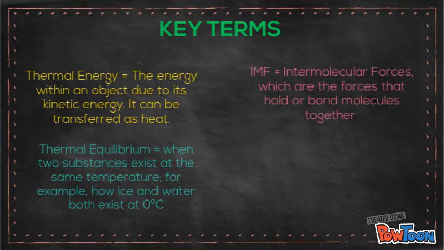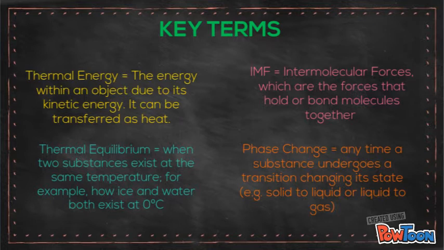Number three is IMFs, or intermolecular forces, which are the forces that hold or bond molecules together. And number four is phase change, which is any time a substance undergoes a transition that changes its state of matter, for example, solid to liquid or liquid to gas.